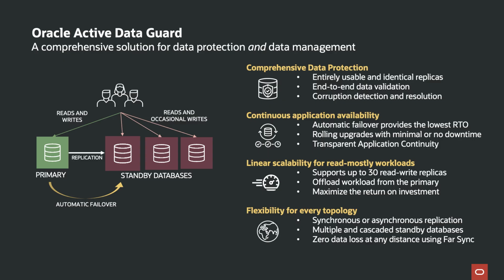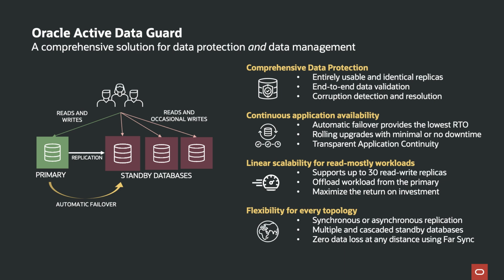All integrated with our app continuity feature, providing the in-flight transaction protection as well for Active Data Guard, just as you have it for RAC. You can have up to 30 read-write replicas out there, those read-mostly replicas to offload, providing you a maximum return on your investment. And you have the ability to have synchronous or asynchronous replication, allowing you to go ahead and do so over long distances.